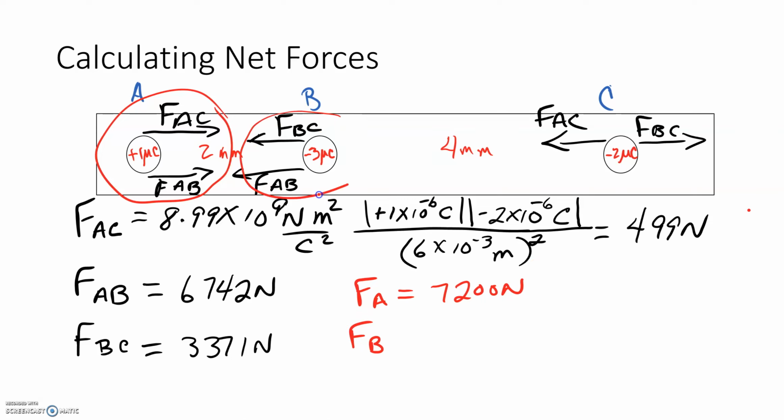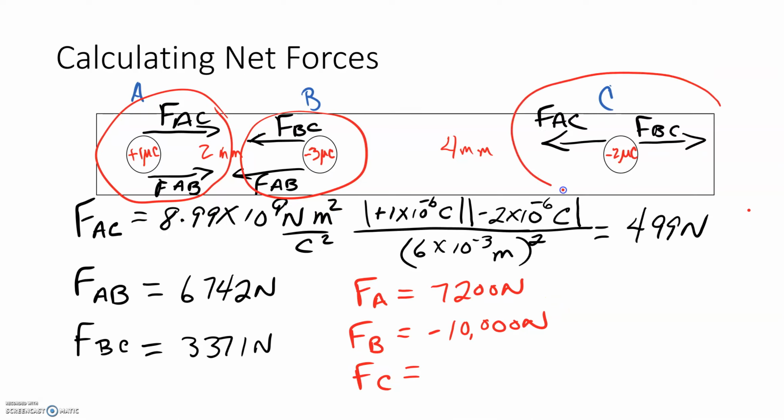The force on B, where both of them are negative, adds up to be negative 10,000 newtons. And the force on C, with one positive and one negative, ends up with a net positive 2,900 newtons.